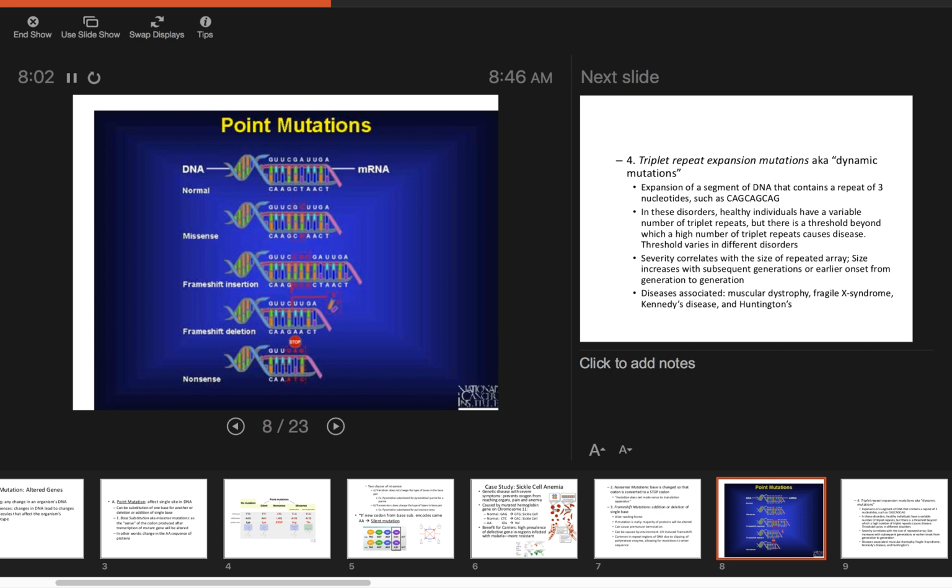So this is, again, another summary of point mutations. This is the normal DNA. The missense, what's missense? Changes one. Changes the amino acid. Yep, changes the amino acid, thank you. And then we have our frameshift insertion, where it'll shift the reading frame that way. Deletion, it will shift it this way. And then the nonsense is that stop codon.